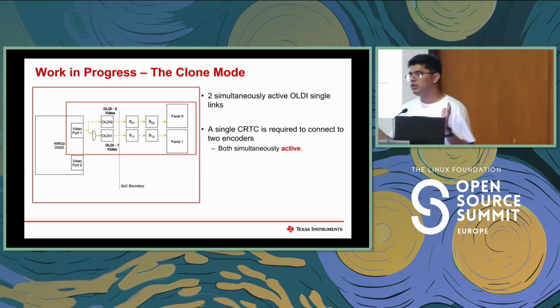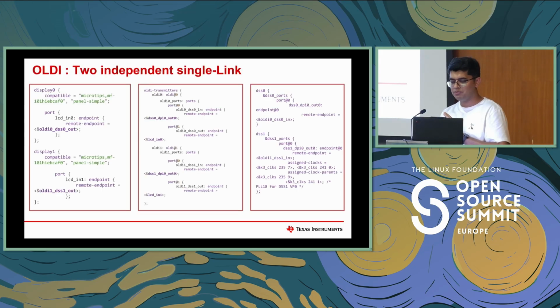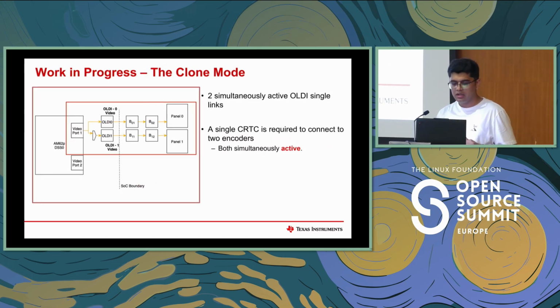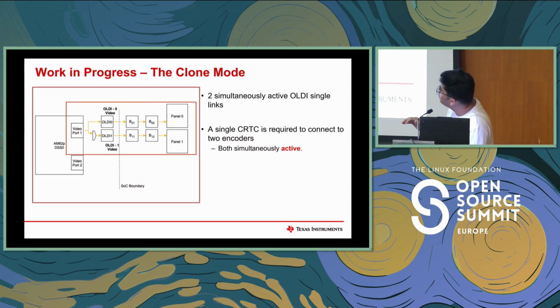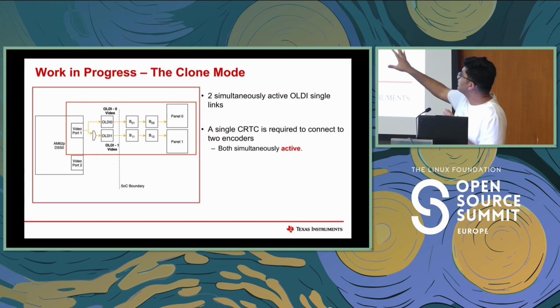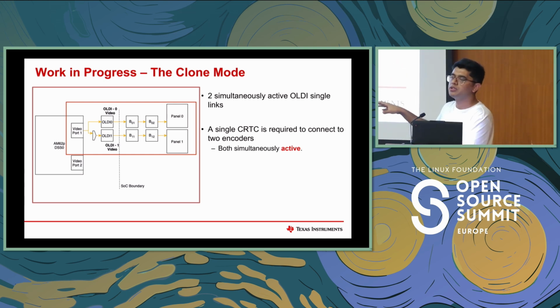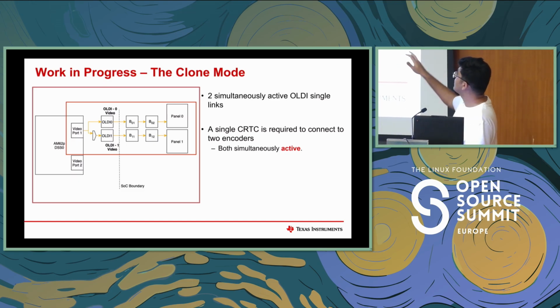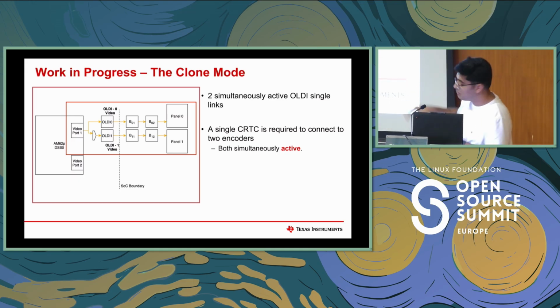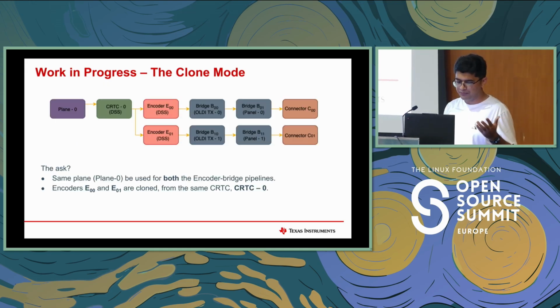So the OLDI bridge up until this point was integrated recently into the mainline, but there is still some work that needs to be done. There is something called the clone mode, where a single video port would support two different encoder-bridge pipelines within the DRM framework. And what we want is that in the clone mode, both the pipelines be simultaneously active.